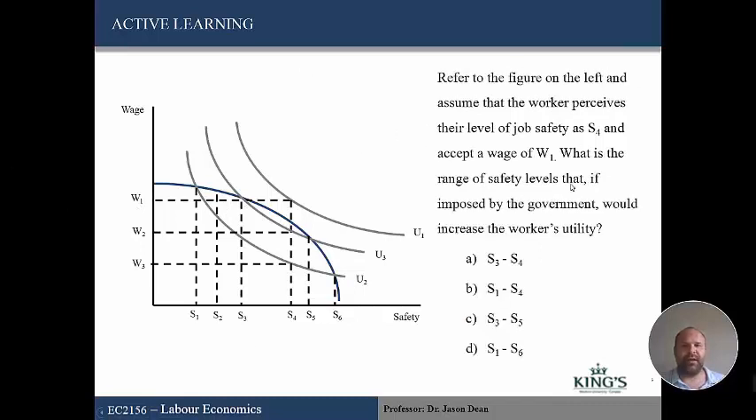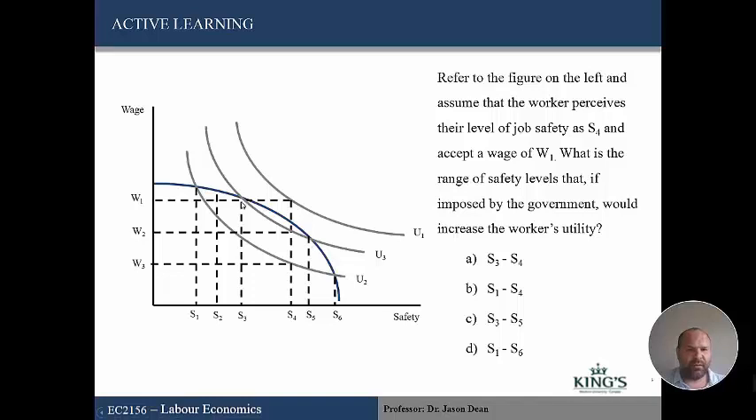Okay, we have the same diagram. Now it's asking us what the range of safety levels is that, if imposed by the government, would increase the worker's utility. So remember, we learned about this. We learned that if there's imperfect information, there's a certain range that would increase the worker's utility, and that range is between what their actual level of safety is up to this point here, which would be at S5.